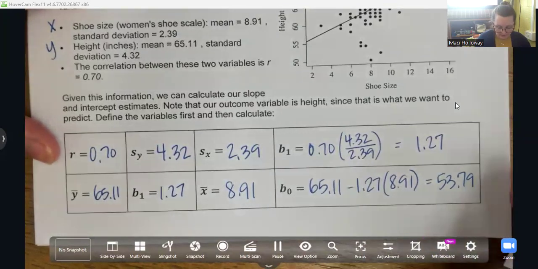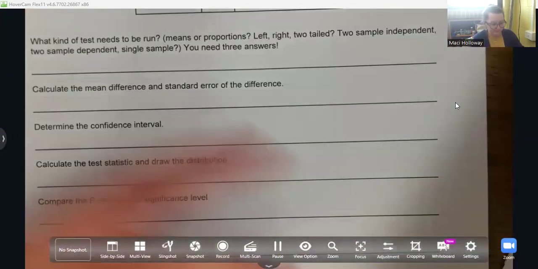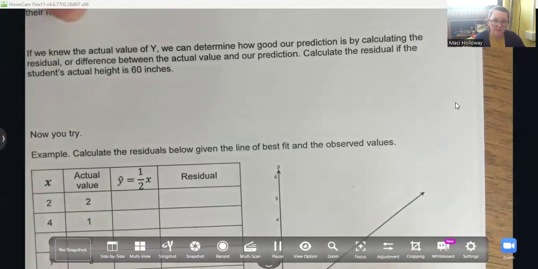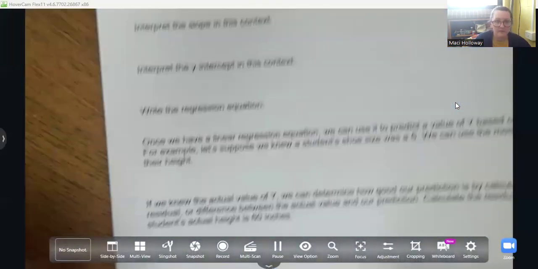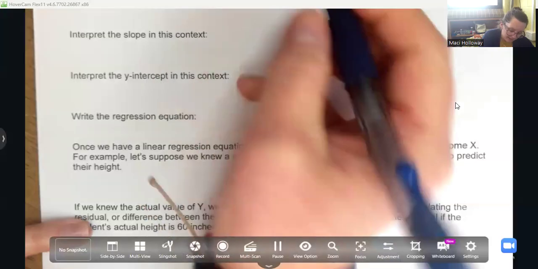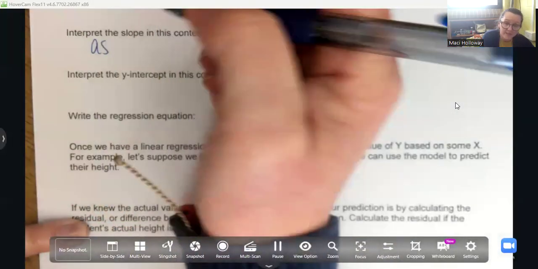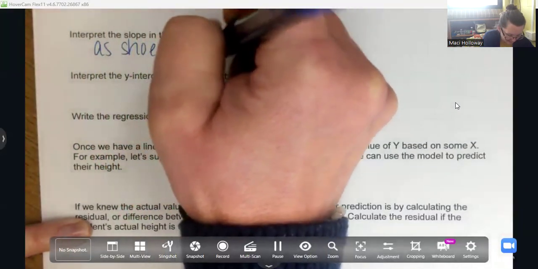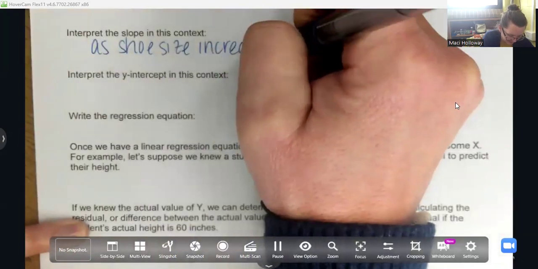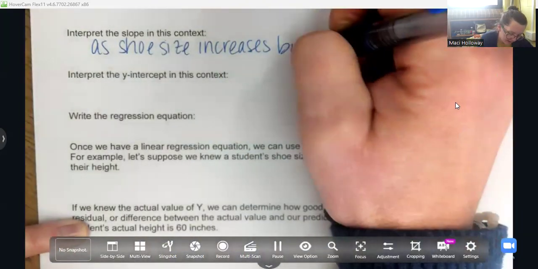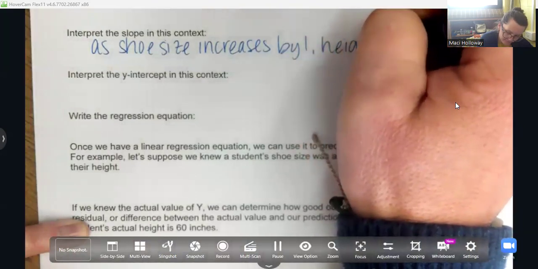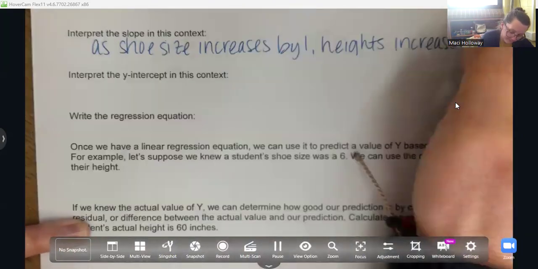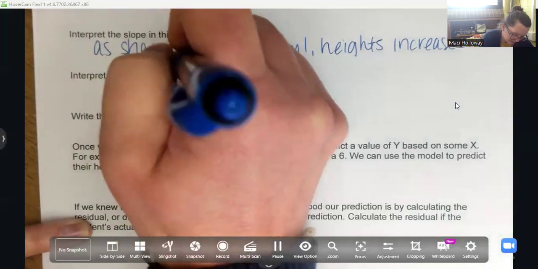So let's interpret what these two things mean by flipping it over. All right, so our slope in this context means that as your shoe size, as our x values, right, increases by one shoe size, height also increases because our slope is positive by 1.27 inches.